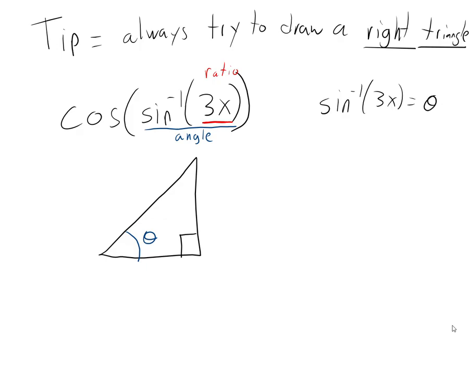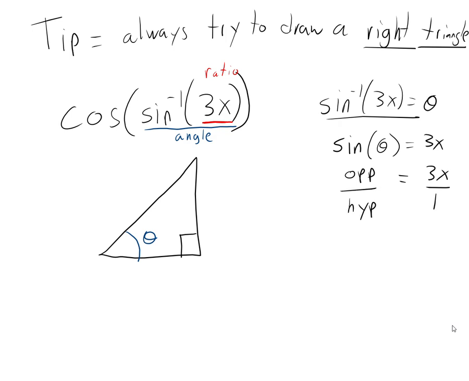Well, what kind of triangle has sine inverse of 3x equaling theta? What if we did the inverse of this thing? That would be sine of theta equals 3x. Now remember, sine is opposite over hypotenuse, and that's 3x over 1. So I can say that for this right triangle, the opposite side is 3x, and the hypotenuse is 1. Now, what about this side? Do I happen to know what that is?